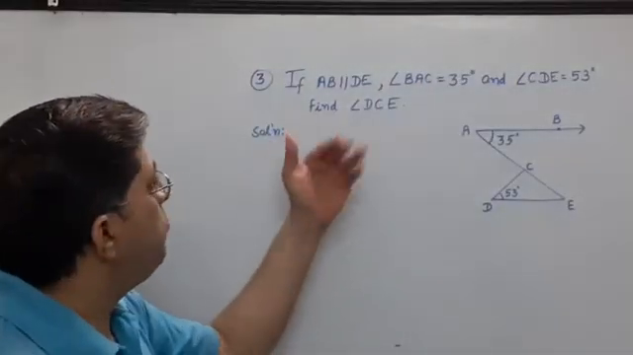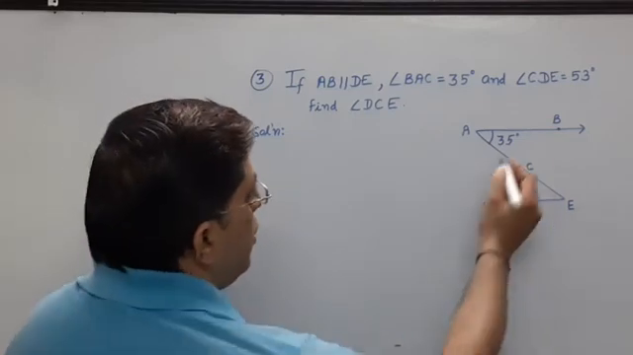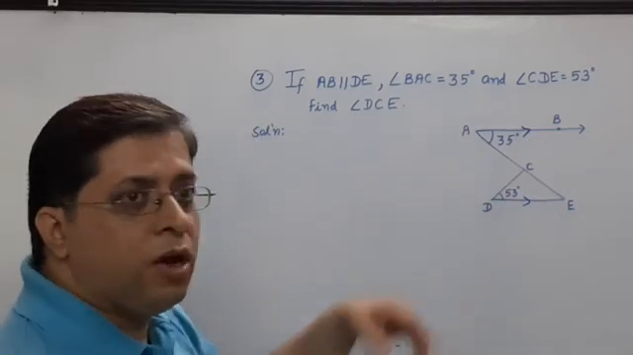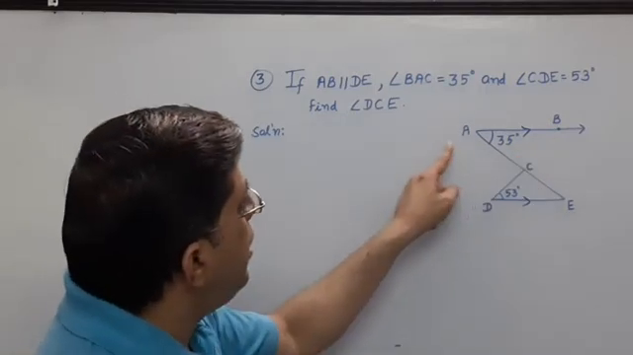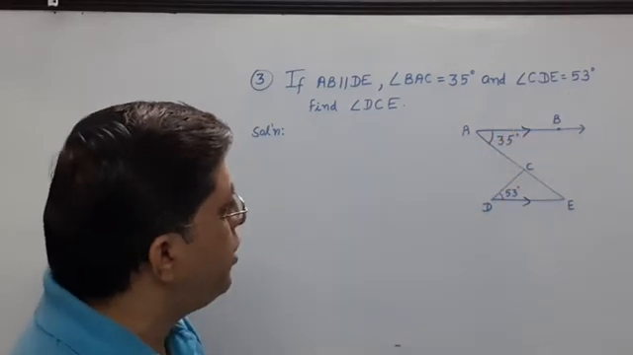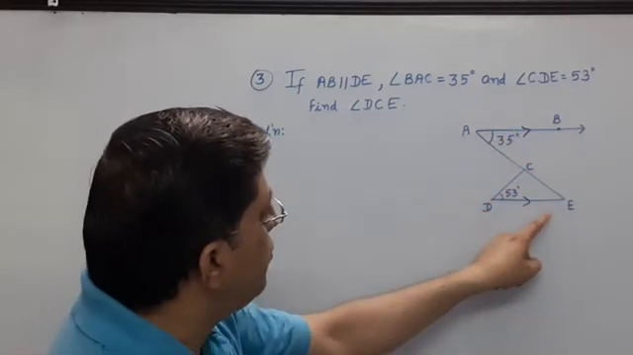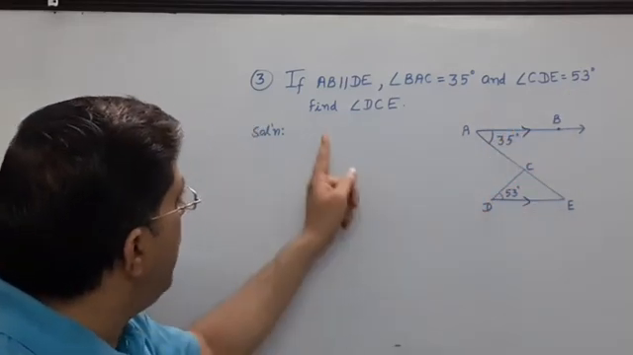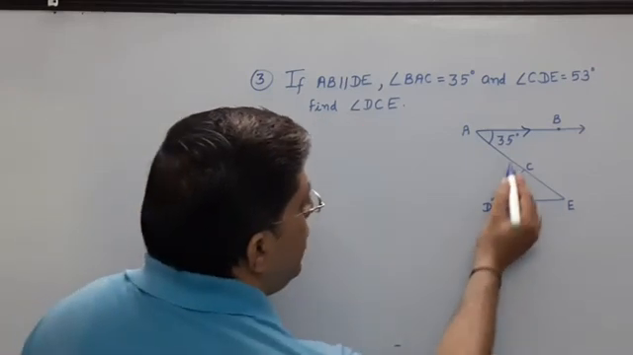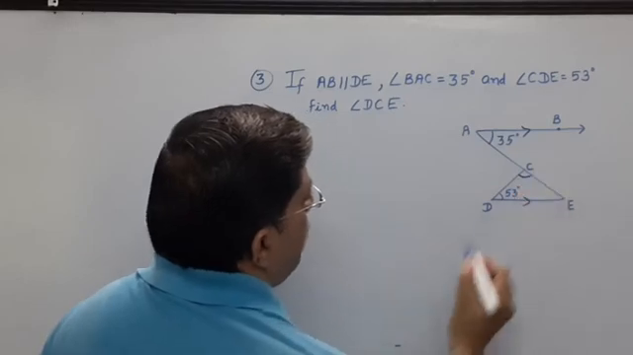If AB is parallel to DE, BAC is equal to 35 degrees and angle CDE is equal to 53 degrees. And what we have to find? Angle DCE, this angle you have to find out.